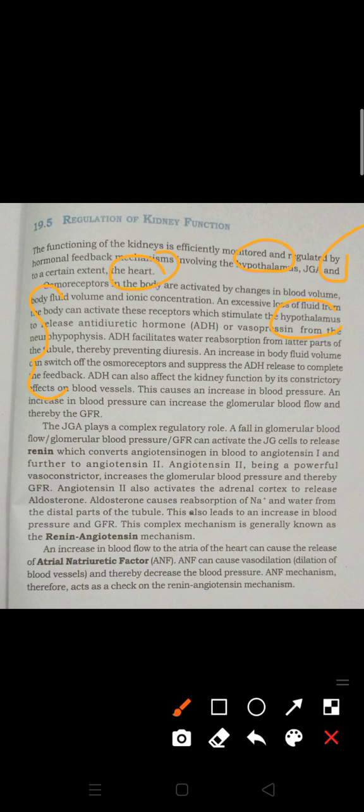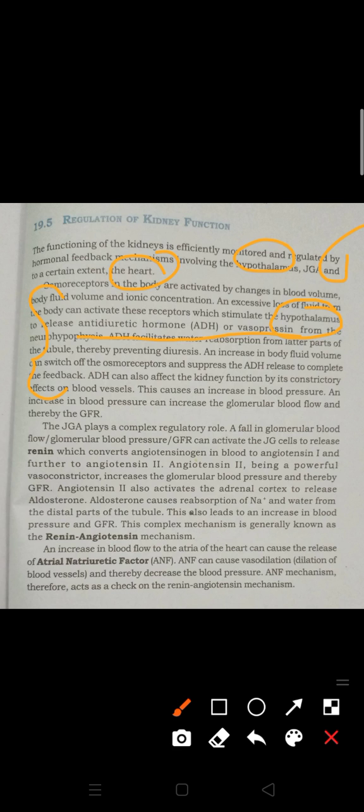Where is the hypothalamus situated? The hypothalamus is present in our brain, just above the pituitary gland. As we all know, the pituitary gland is known as the master gland. So when these osmoreceptors stimulate the hypothalamus to release one hormone, this hormone is very important, children, and it is known as the antidiuretic hormone or vasopressin.